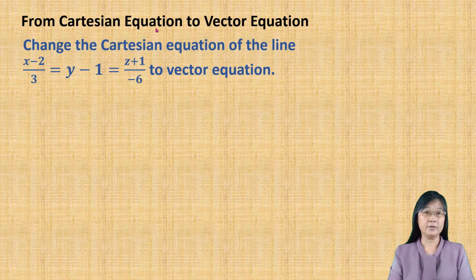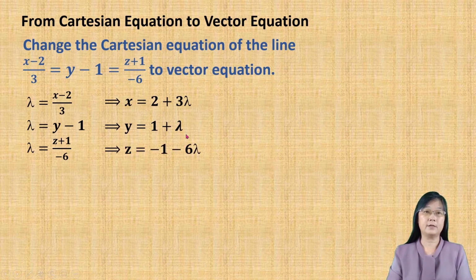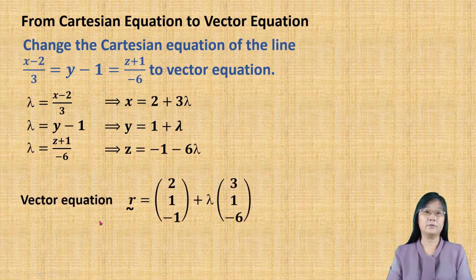Now for the Cartesian equation, we can change back into vector equation by using the reverse process. So first thing what you need to do is we separate x, y, z by using the lambda as subject. Then from each one, we need to rearrange such that x becomes the subject, y becomes the subject, and z becomes the subject. When I do the arrangement, I must make sure all the constants are in front, then followed by lambda. Because from here, I can take the vector equation.